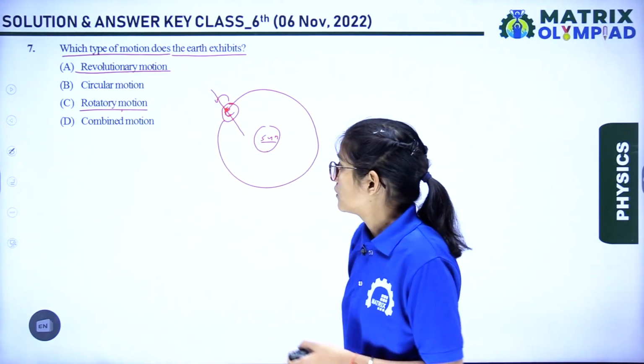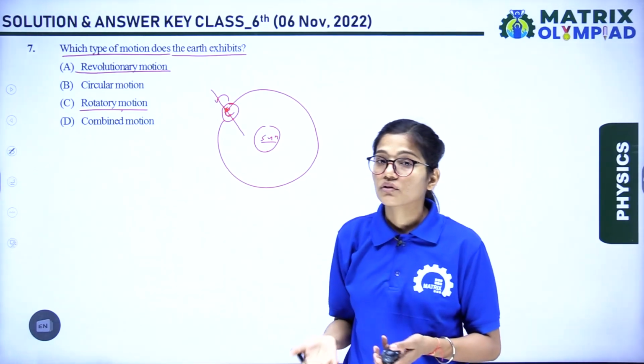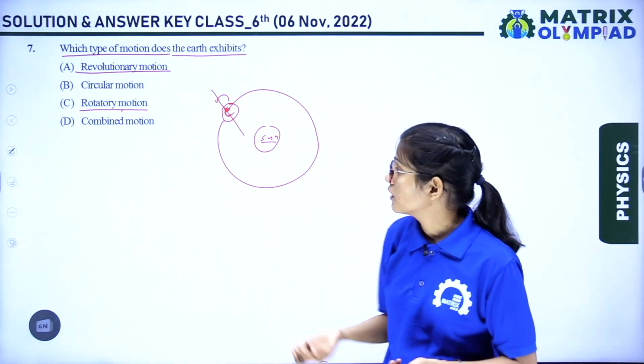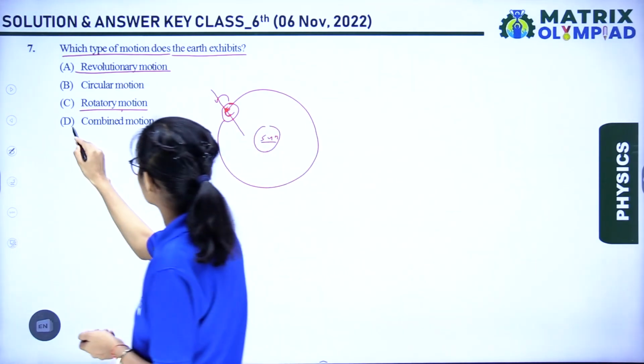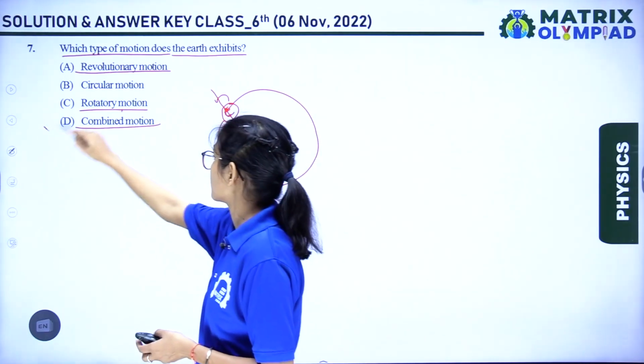So here, whenever an object does two or more than two motions, then it is known as combined motion. So for the 7th question, our answer will be option D.